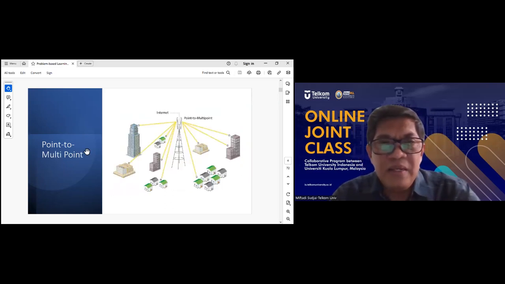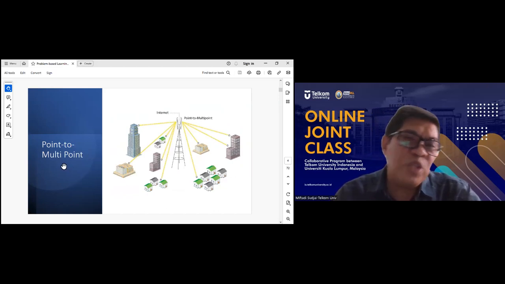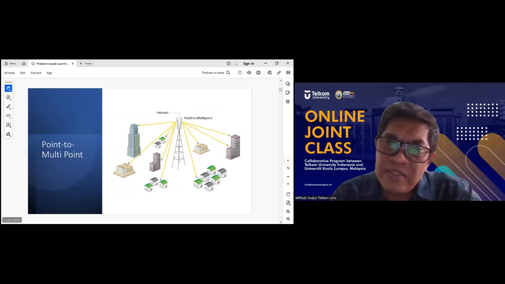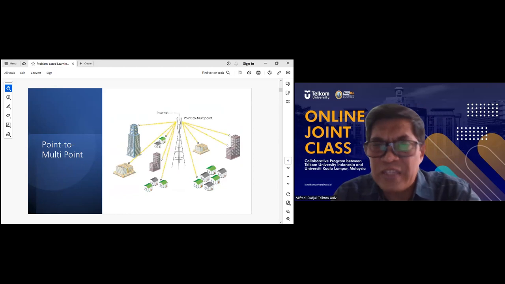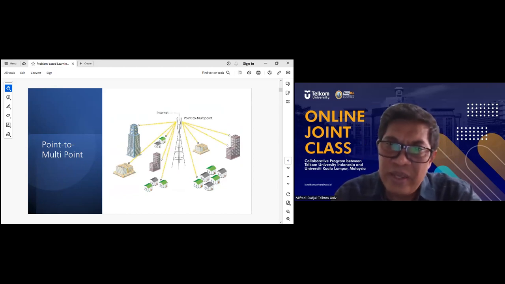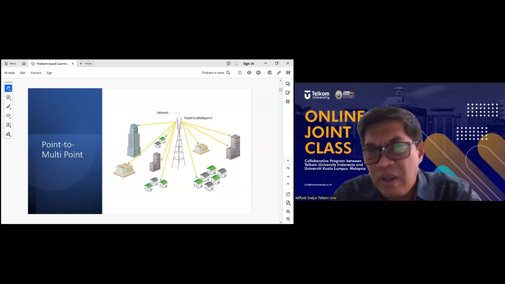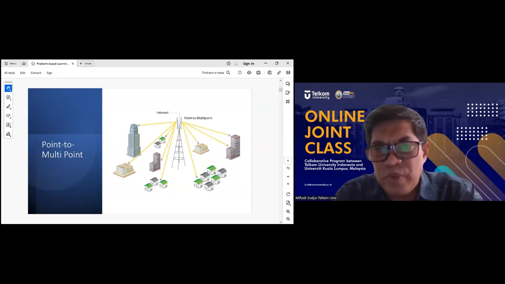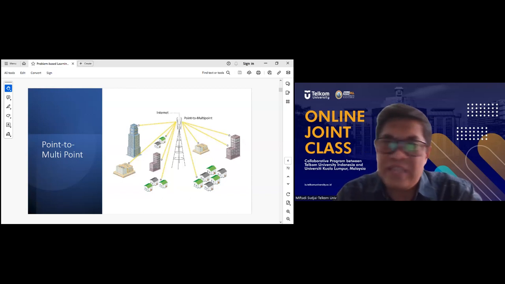So the other most common communication topology is what we call point-to-multipoint. Point-to-multipoint is one transmitter transmitting to several different points of receivers. For example, like in a cellular network, okay? This radio base station receives and transmits from this antenna to a number of subscribers in its coverage, to several points. So this is what we call point-to-multipoint communications.